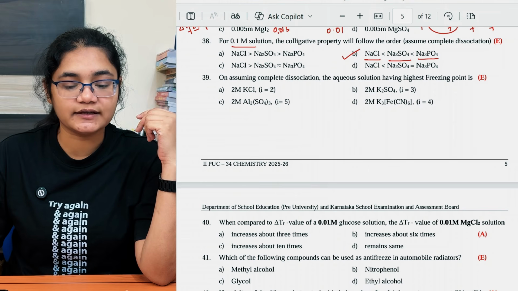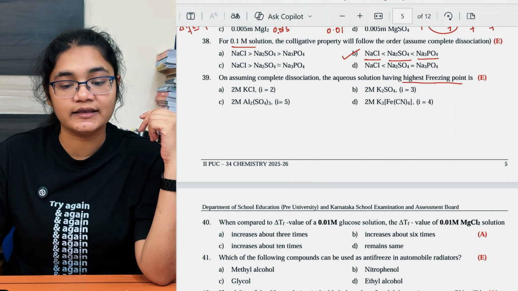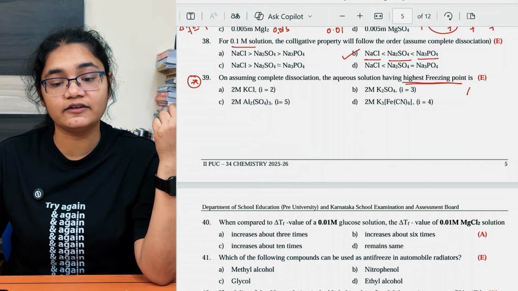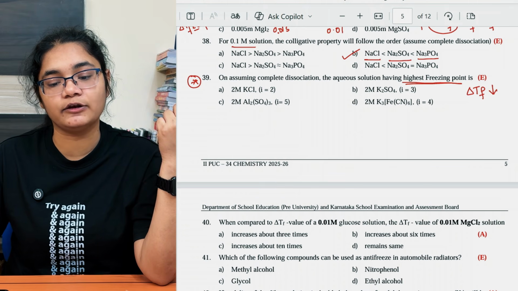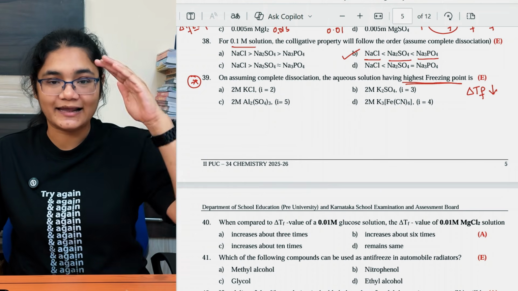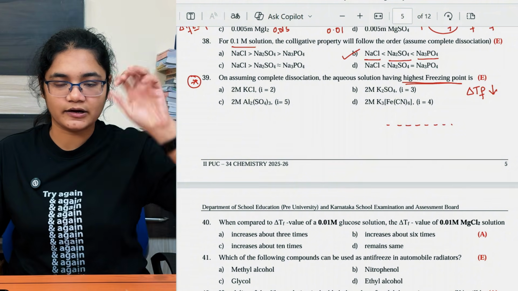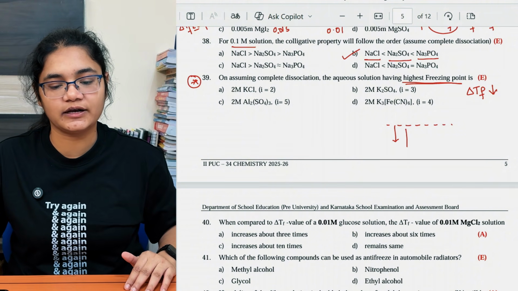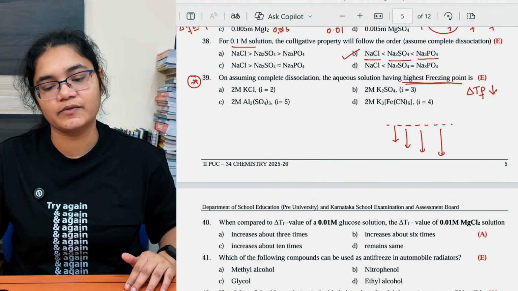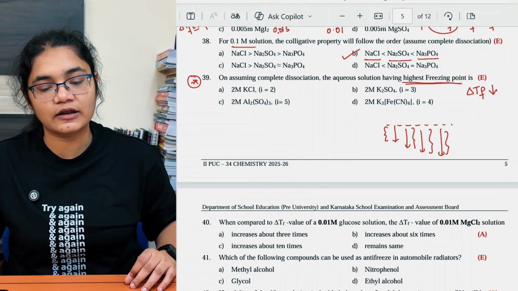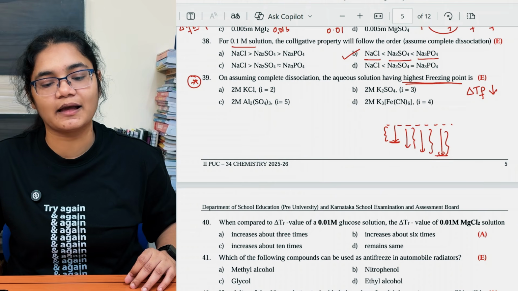On assuming complete dissociation, the aqueous solution having the highest freezing point. Yes, this is again an important question. Now you are calculating the highest freezing point. That means the ΔTf value should be low here, lesser is the depression. Suppose all of them had this freezing point. Now you added a solute. There is depression now, right? This depression happens like this, so this value is ΔTf. Now this is the minimum freezing point, this is the maximum freezing point.